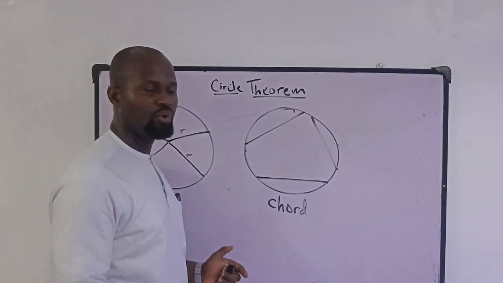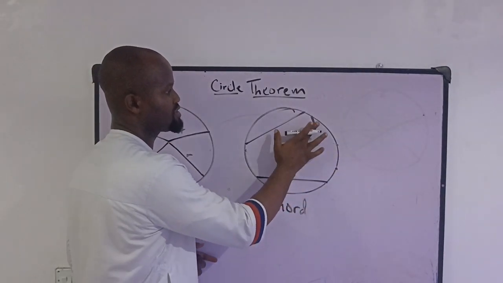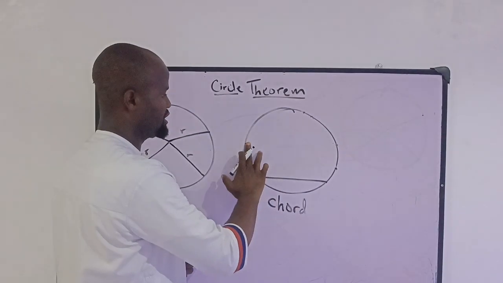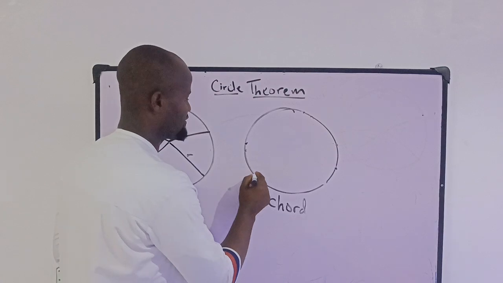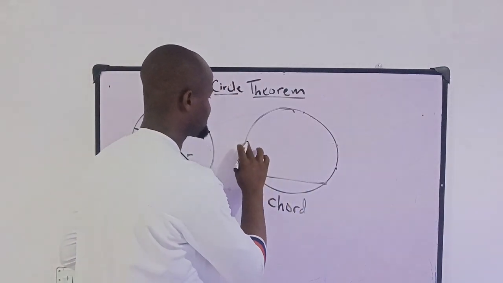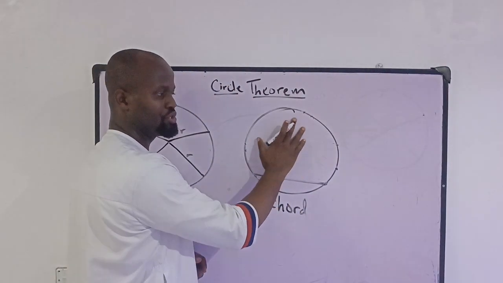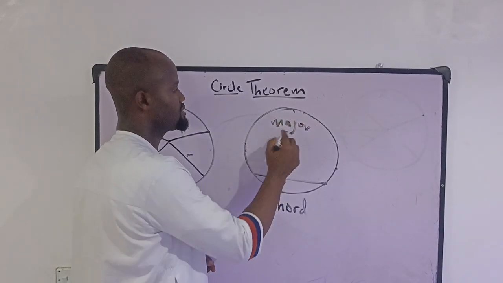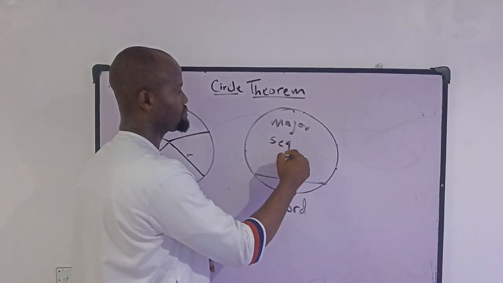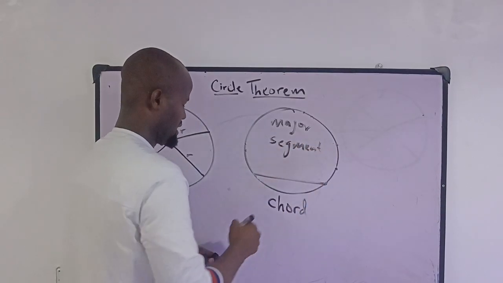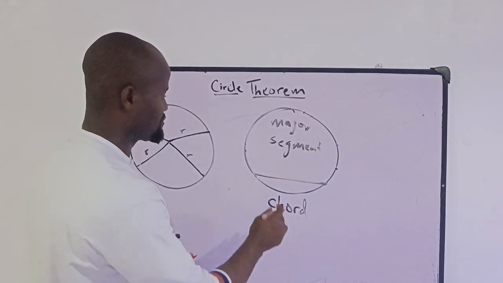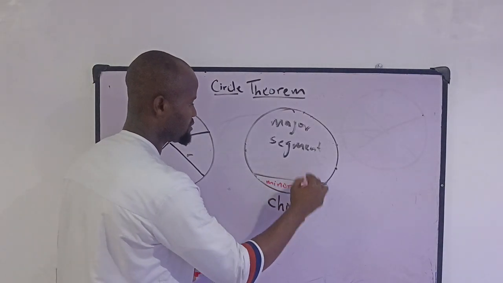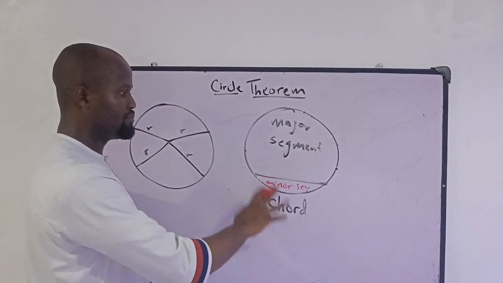Now, why are chords important? Chords can actually divide a circle into two segments. So let's say I have this chord here. Let's say I have this chord over here. Now you see this larger region of the circle is called the major segment. And this smaller region of the circle is called the minor segment. So this is the major segment, the minor segment.